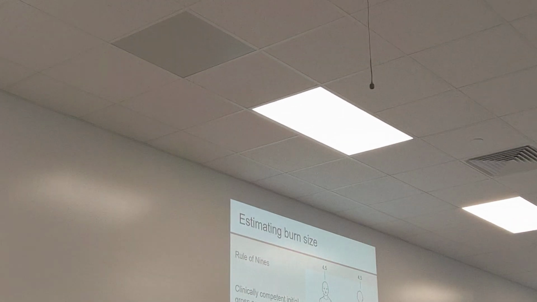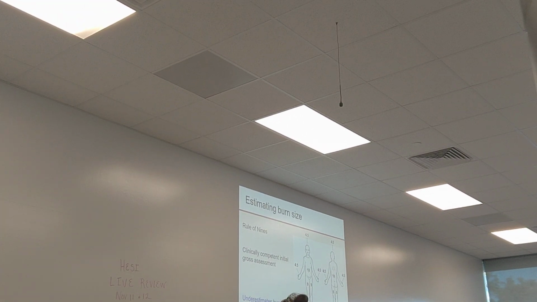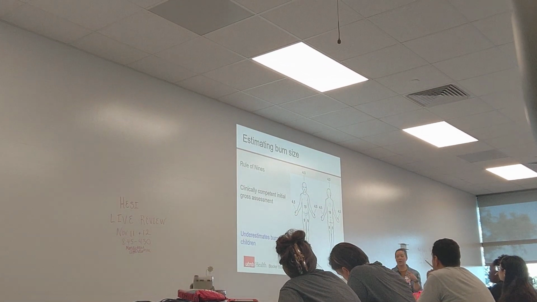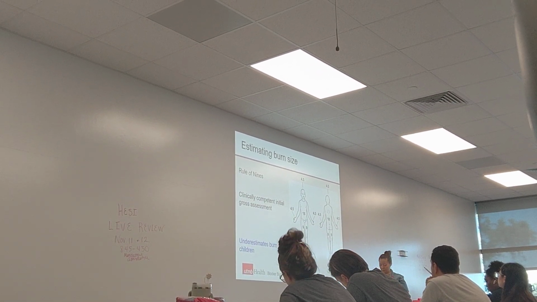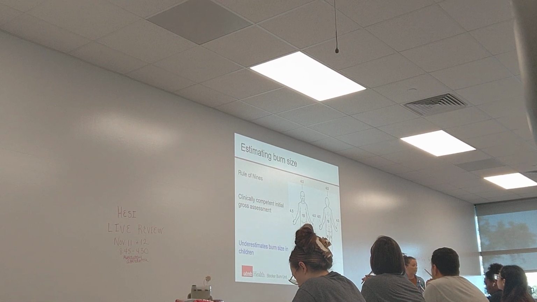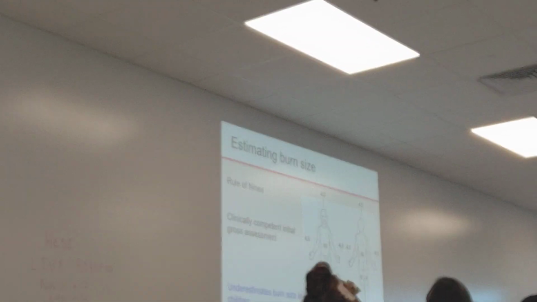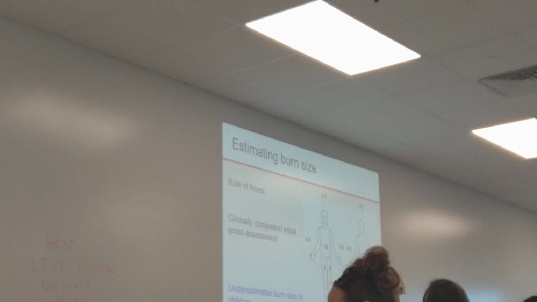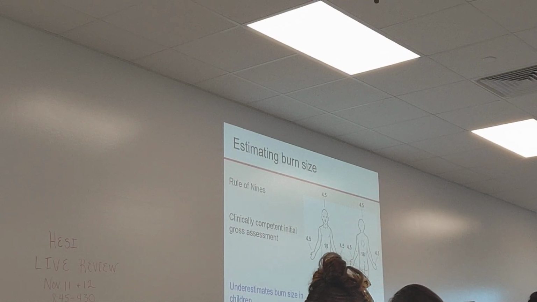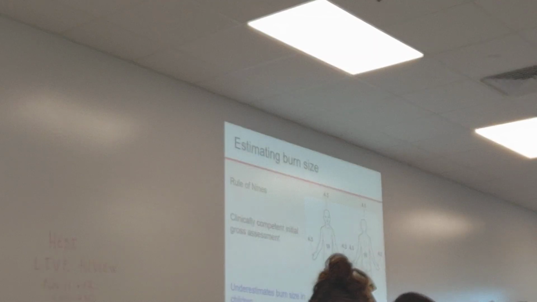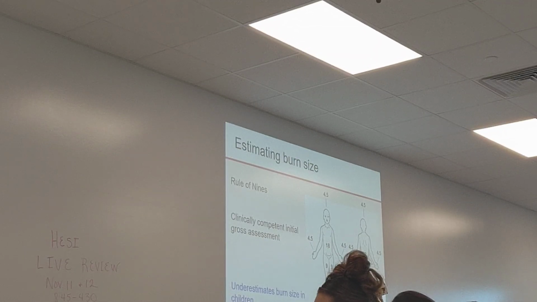Burned on both front and back. That's how much? 36. Wait, what? Oh, both legs, 9 times 4. The whole trunk and chest and everything is 18 on the front and 18 on the back. Your arms, if it's the front side or the one side that is burned, it's 4.5. So your whole arm is 9. But if it's front or back, then it's 4.5. And then your head gets 4.5 as well, front and back. So 9 total for the whole head.